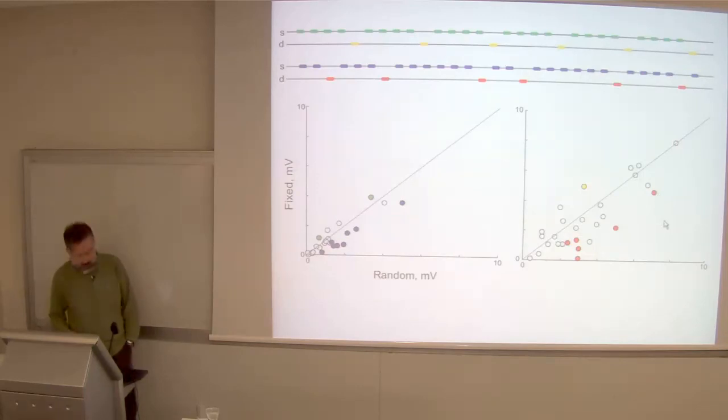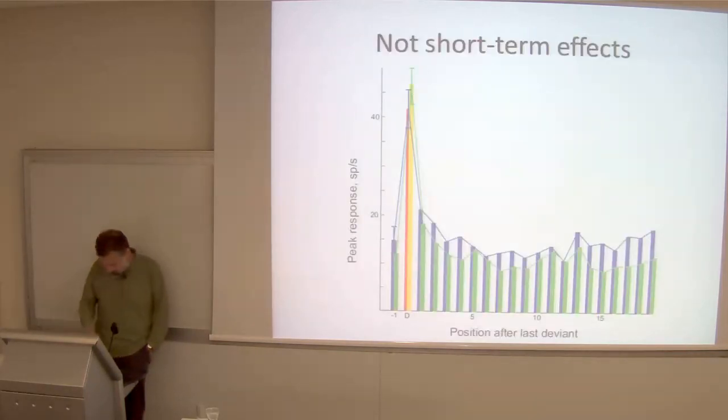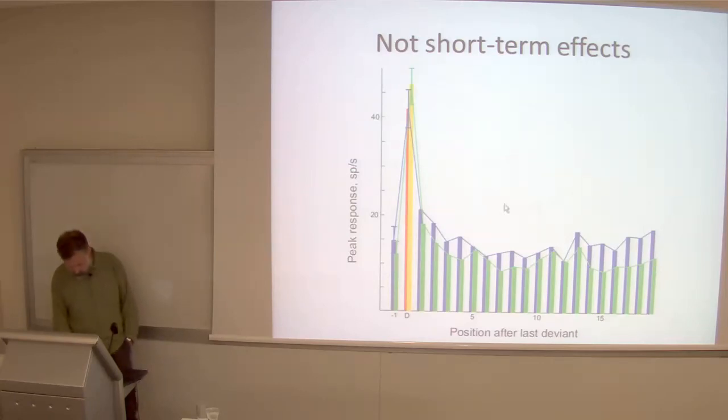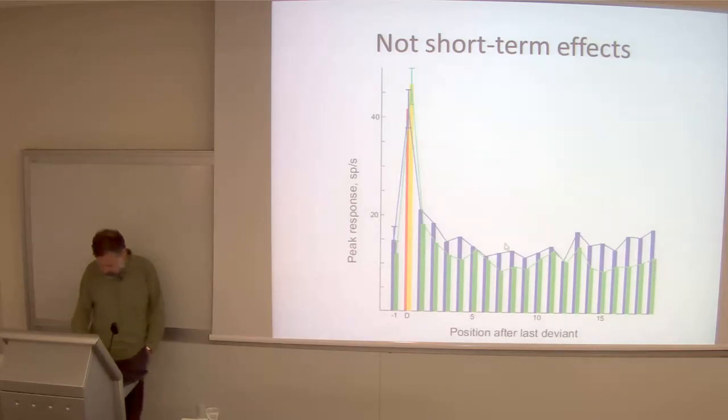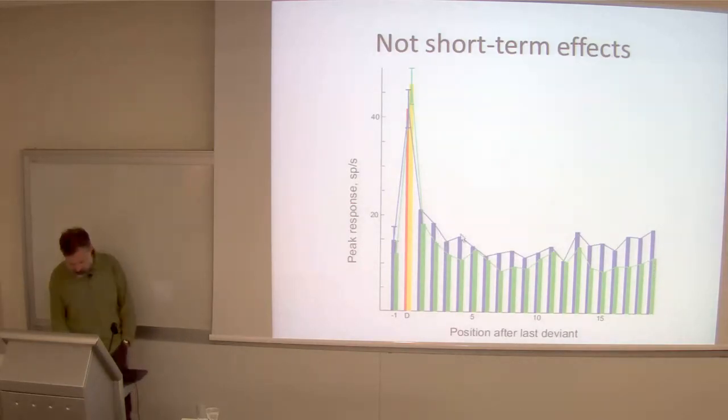And finally, we can also look at the response to standard and deviant as a function of their position within the sequence after the last deviant. One possibility was that what we see are effects linked to the appearance of a deviant, and that's why the responses are different on average. But in fact, we see this difference in response very late within the 19 presentations of the standard. So somehow it looks as if the brain is in a different state.